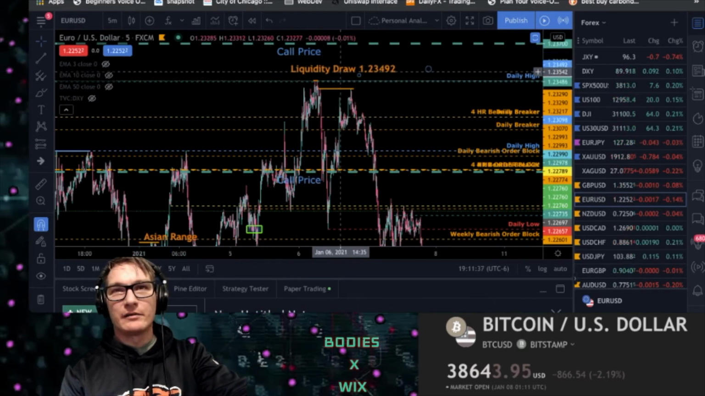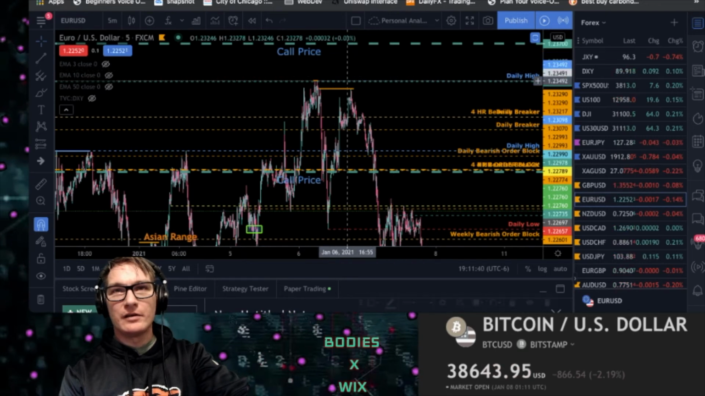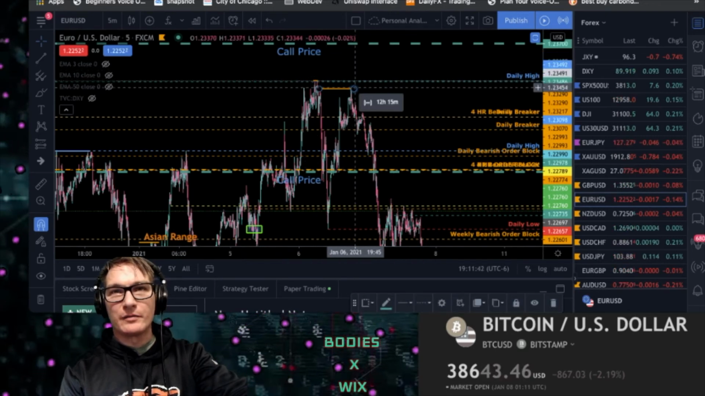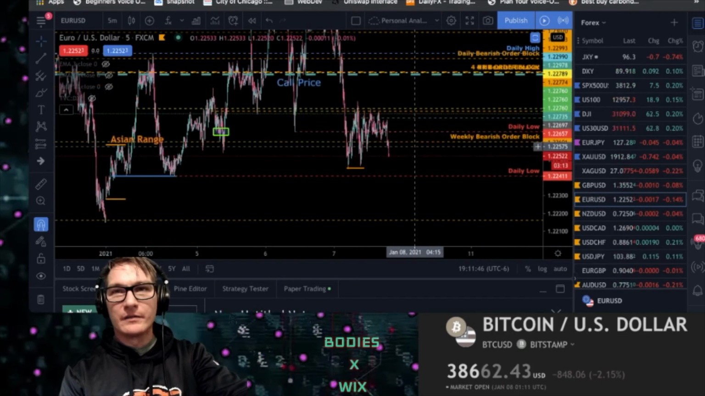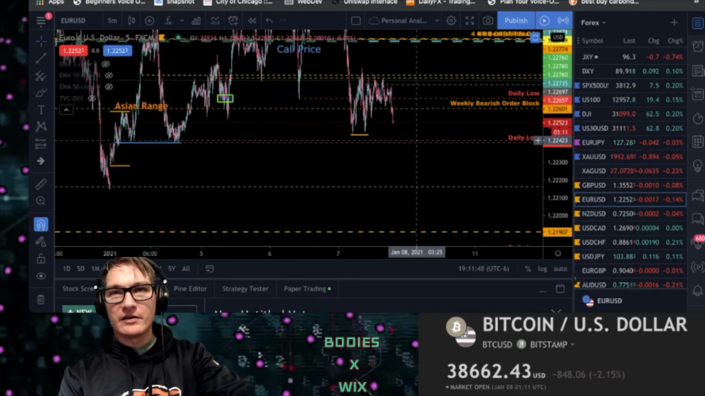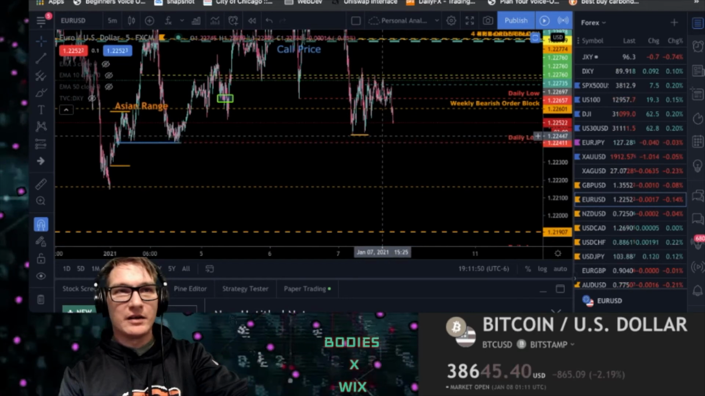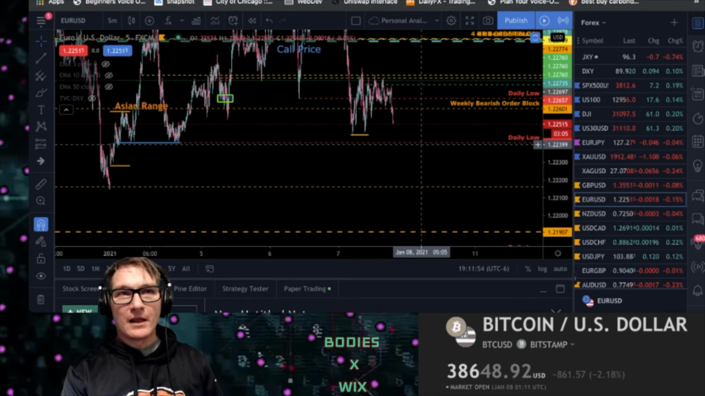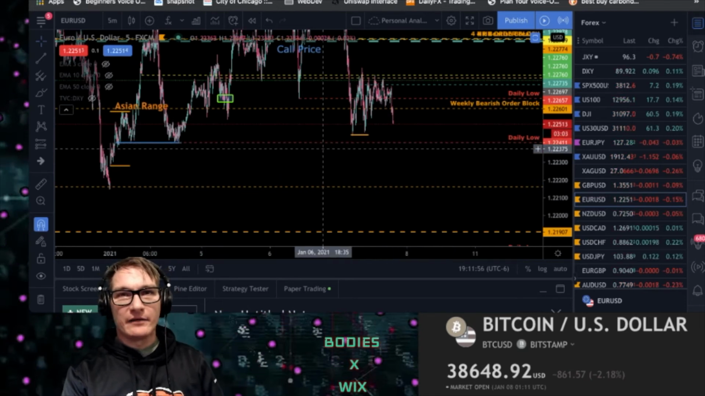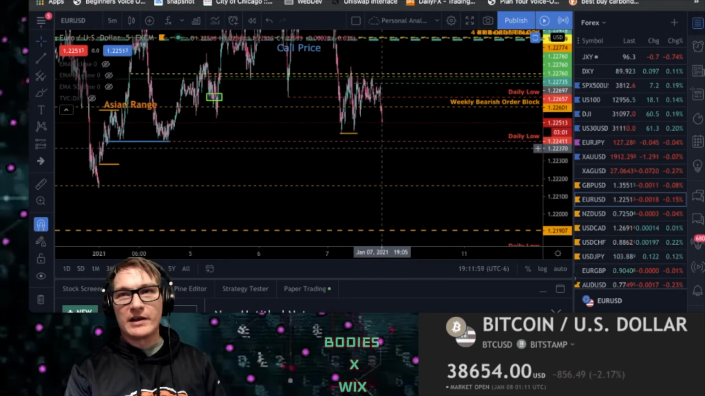I can probably get rid of this liquidity draw. I know there's two liquidity draws here. There's one right here, and there's one right here. But we're far away from that right now. So we have to think about where the liquidity draw is, where we're at right now. Is this one here? Another one over here.